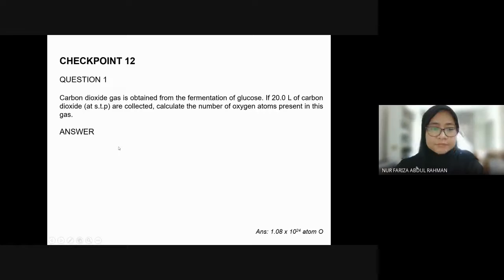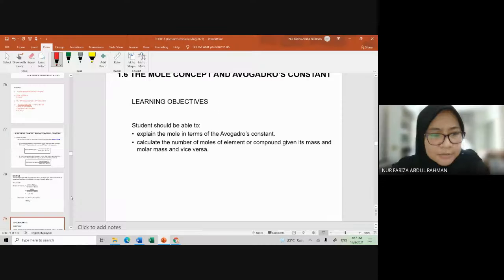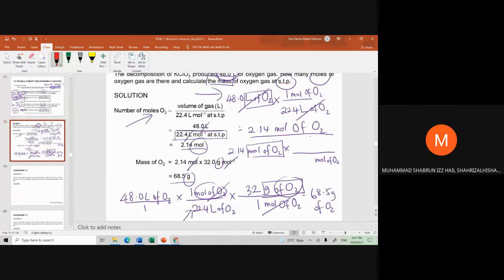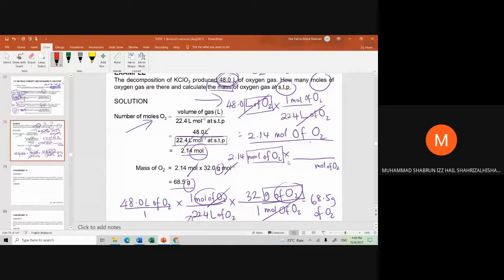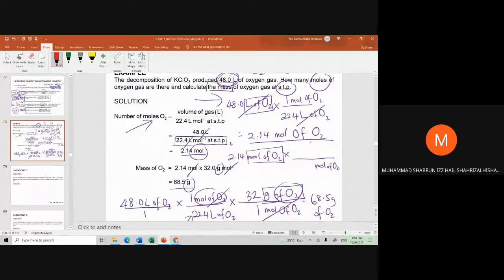Madam, for the question just now, how can we find the molar mass? Where can we find it? This one, for this one, is it? Yeah, oxygen molar mass. You should know the molar mass, or you can refer to your periodic table.